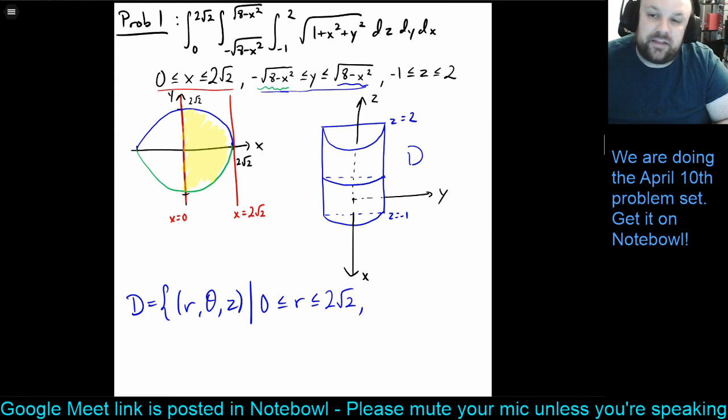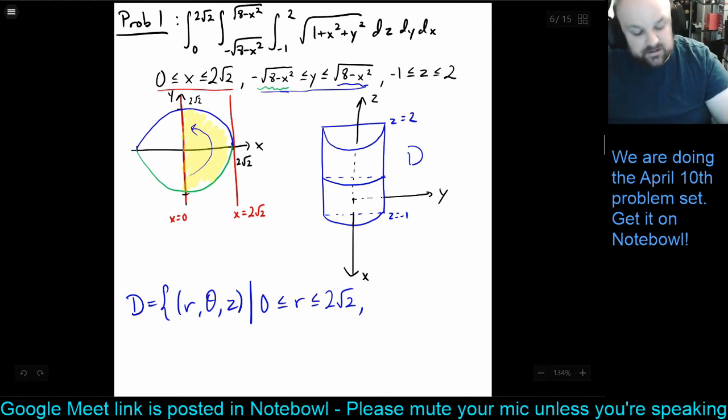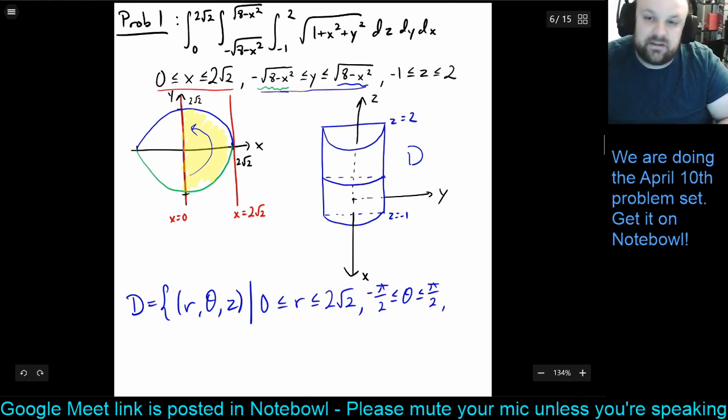Right? If we look at theta here, we want to go from the negative y-axis and measure all the way around to the positive y-axis. So that should tell us that theta goes from negative pi over 2 to pi over 2. And again, z doesn't change.